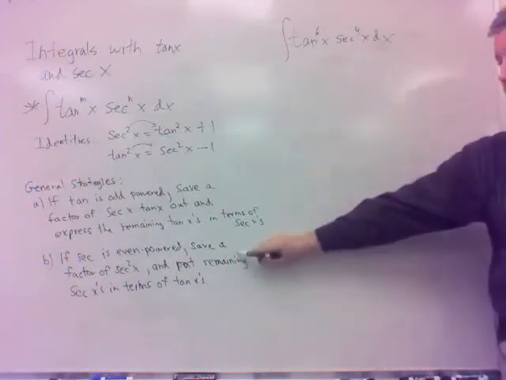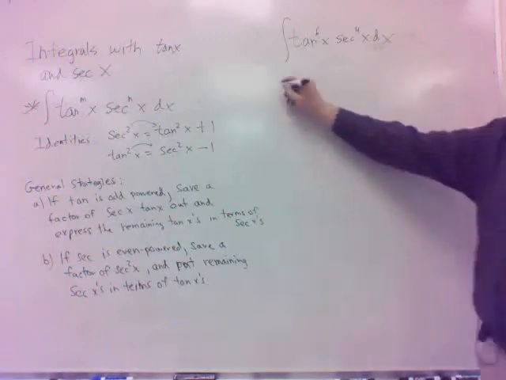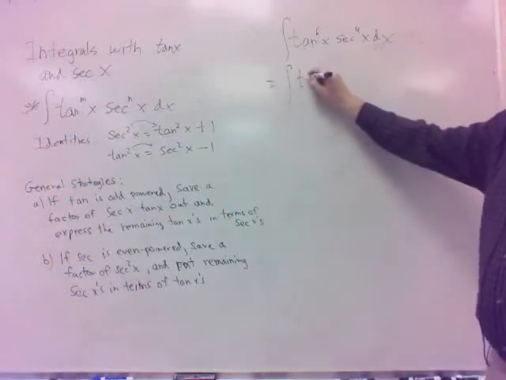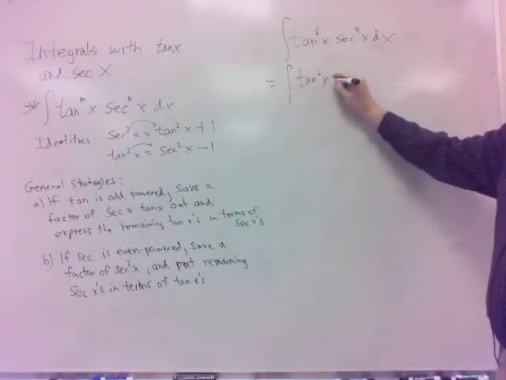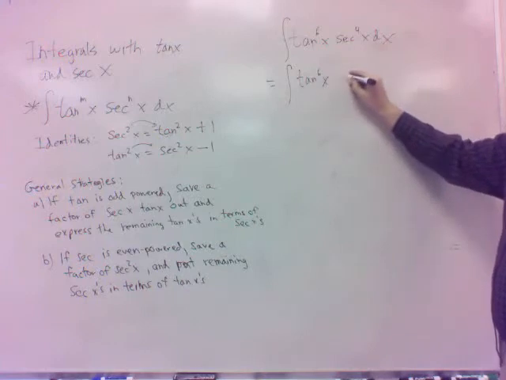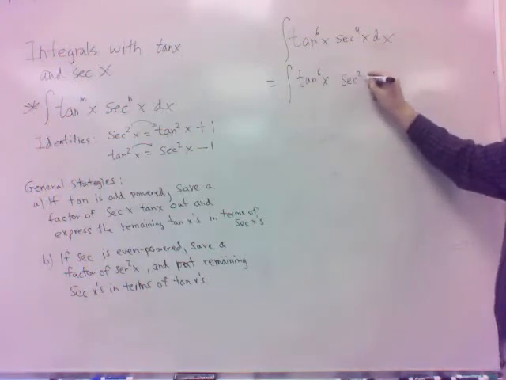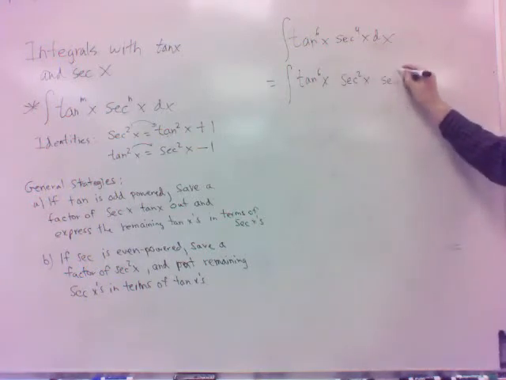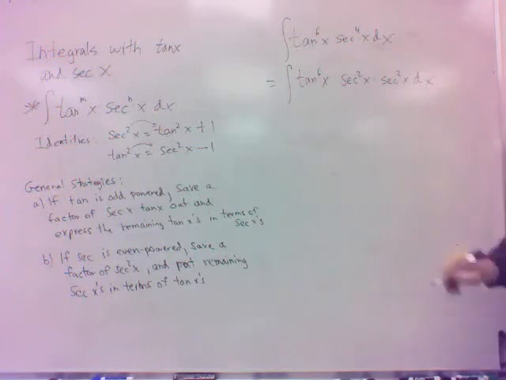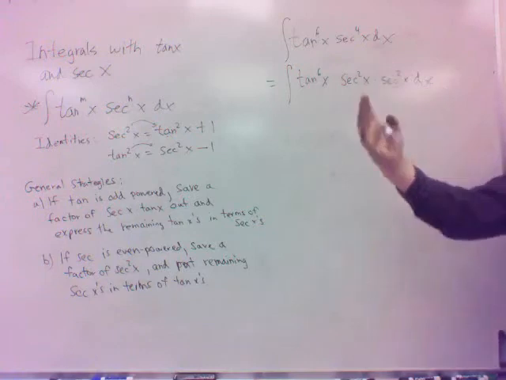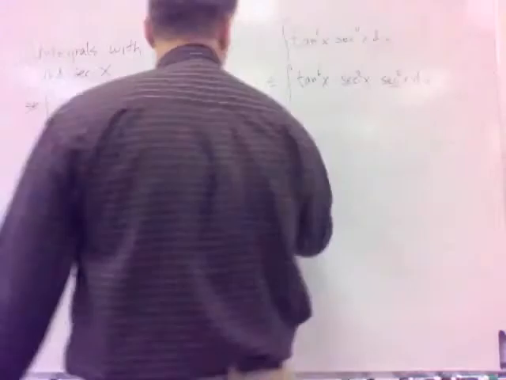So if we have an even powered secant, we save out secant squared. So that would be tangent to the 6th x times secant squared and secant squared. So I'm going to save out secant squared x dx. And you might guess why I'm saving out secant squared: because I'm going to do u substitution, and u is going to be tangent. And if u is tangent, the derivative of tangent is secant squared. That's why we're saving out secant squared.